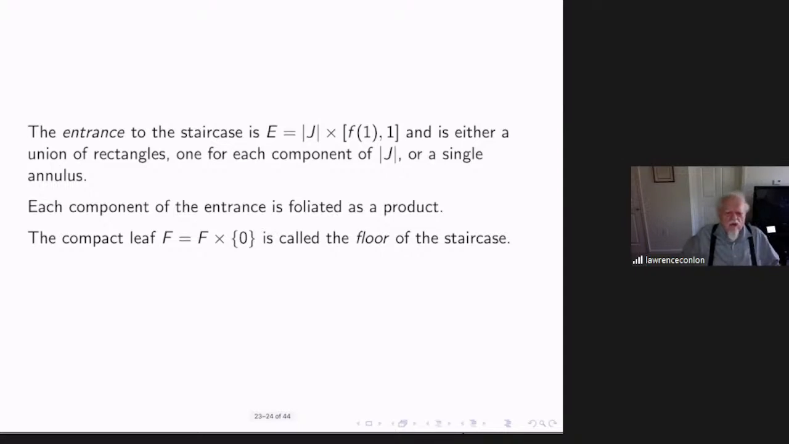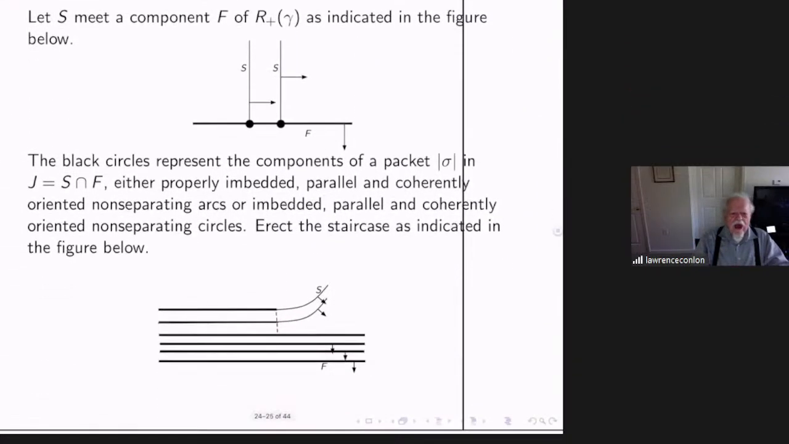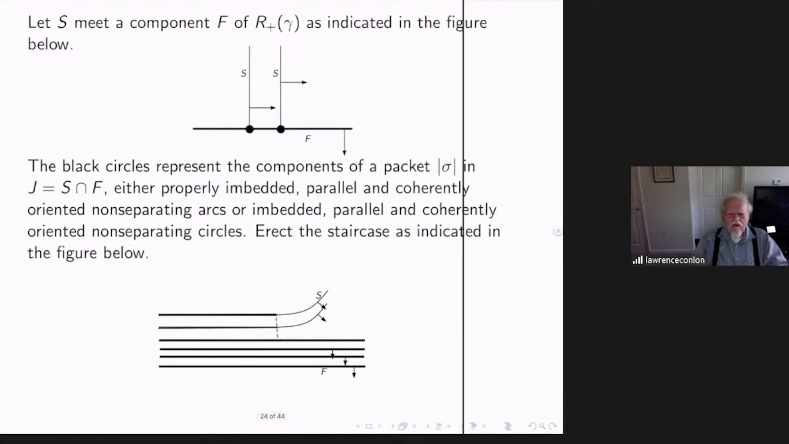Each component of the entrance is foliated as a product. I think that's obvious. And I've already said I'll call F cross 0 the floor of the staircase. So I think we can go on. So here's S meeting F. Now S might have several components, or those two pieces of S you see might belong to the same component. The thing is, it's meeting F in a groomed juncture.